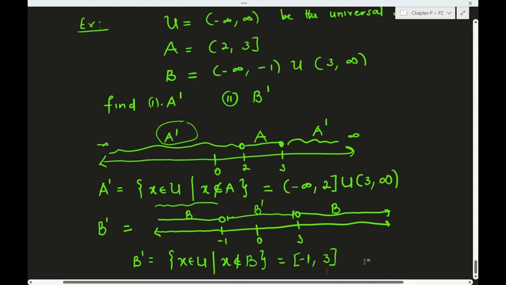And that is it. So this is how to find complement if you have this type of sets. You have a universal set that is given in terms of the real numbers, the whole real line.